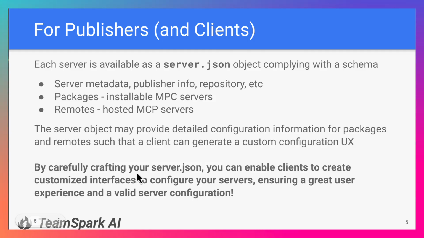And this is the big point I'm trying to make in this whole video, which is that by carefully crafting the server.json, you can enable clients to create custom interfaces and configure your servers, ensuring a great user experience and a valid server configuration. So you can create very specific, correct user interfaces that are going to give users guardrails, let them point and click, and when they're done, that should generate a valid configuration. The values should all be within their respective ranges. The required values will all be present, all those sorts of things. And I'm going to give you some examples of what you can do to help make that happen.